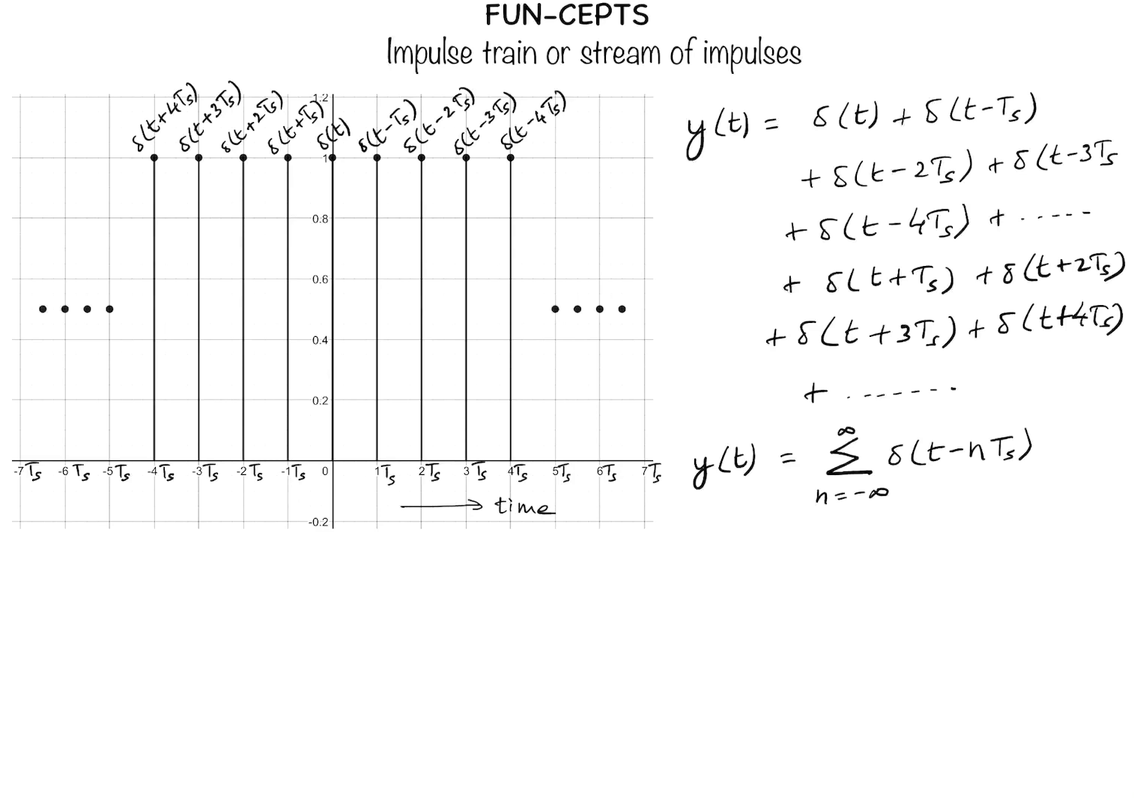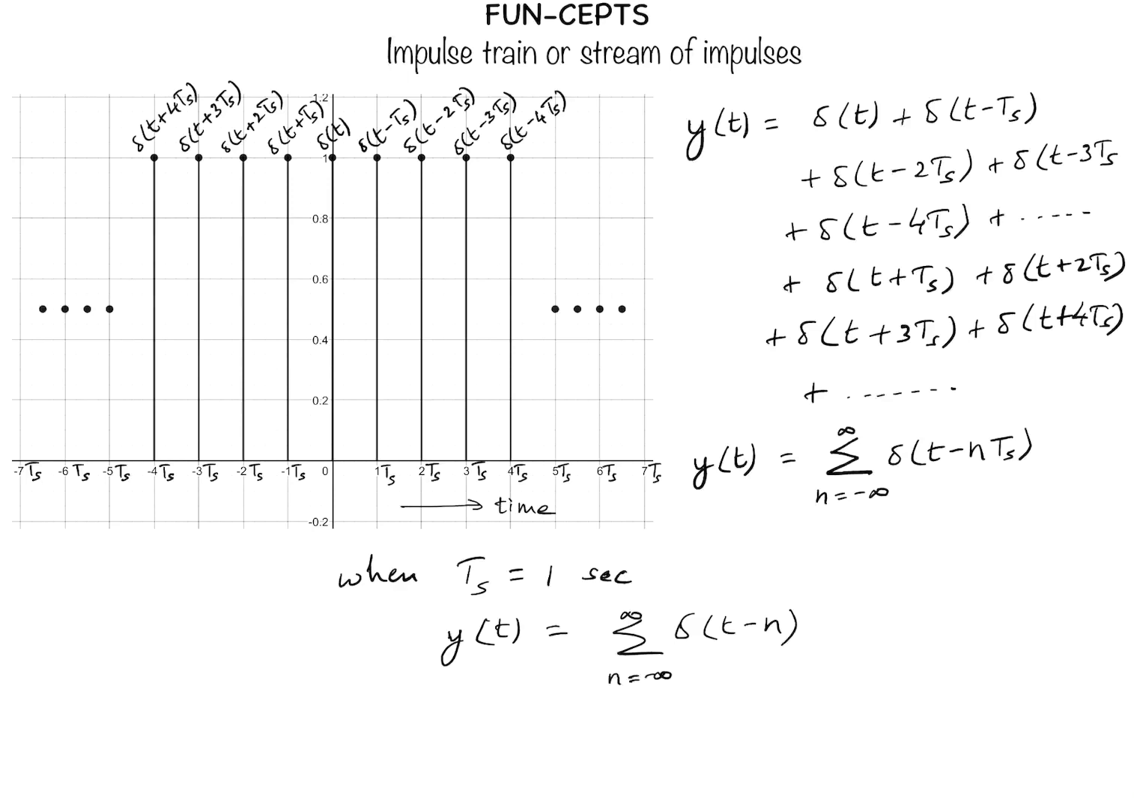Now when Ts is equal to 1, as we had in the first graph, so when Ts is equal to 1 second or 1 time unit, we can write our y of t as a summation of delta of t minus n, where n ranges from minus infinity to infinity. Alright.